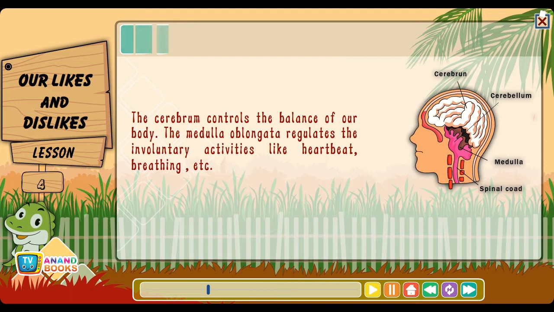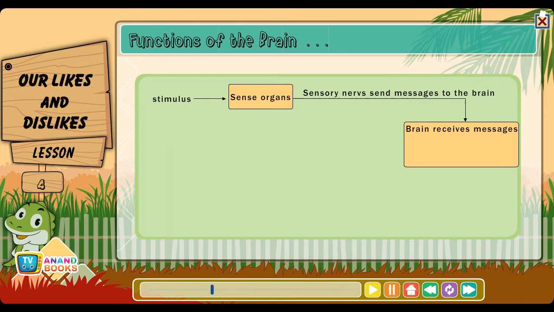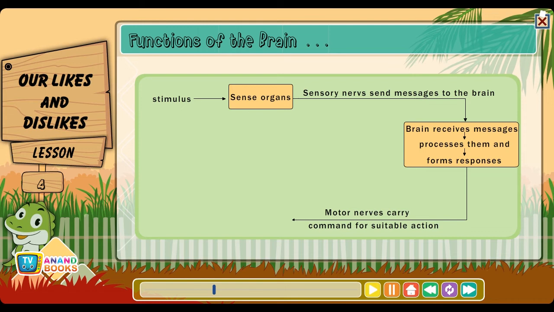Functions of the brain. Stimulus, sense organs, sensory nerves send messages to the brain. Brain receives messages, processes them, and forms responses. Motor nerves carry command for suitable action. Muscles or body parts. Body acts accordingly.